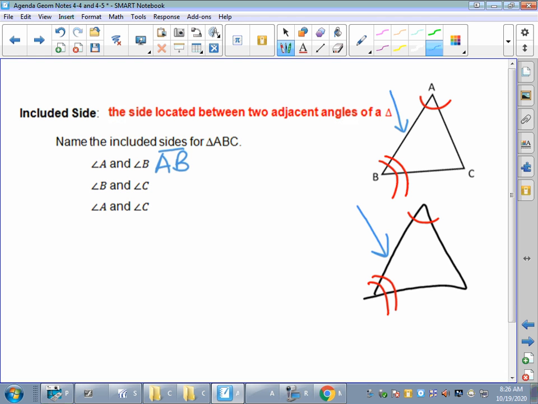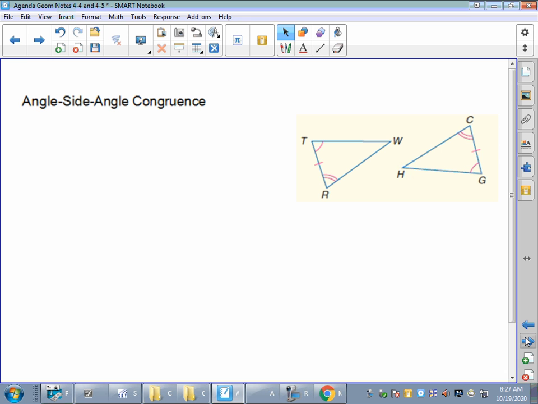So it's got to look right in the middle, just like that angle was right in the middle of the two sides for side, angle, side, or the included angle. I know that wasn't in your notes, but I want to make sure that you see that. Notice how the diagram looks. So angle, side, angle is what that leads us into.